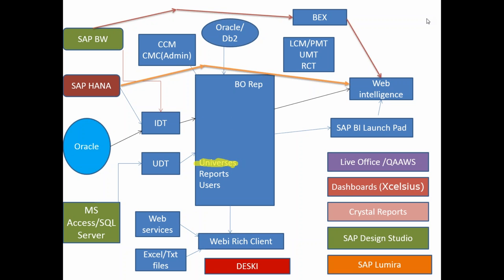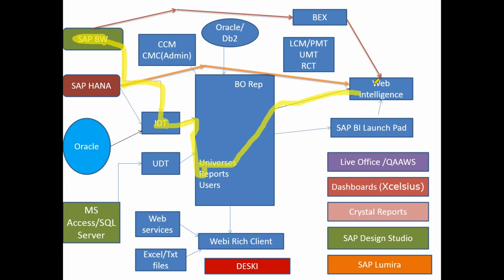Now, with Oracle and SQL Server, the universe is mandatory. But when it comes to BW sources, you can create a universe on top of the BW system, either using the IDT or UDT. Once the universe is ready, you can develop reports on top of that. The BW sources we are going to use are InfoCubes, MultiProviders and DSOs. These are the different sources which we are going to access, connect to, and design a universe on to develop a report.